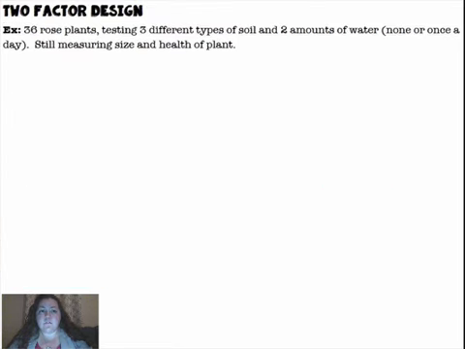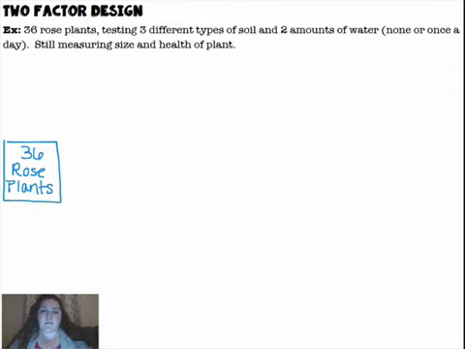Alright, a two-factor design. So, for an example of a two-factor design, we have 36 rose plants, testing 3 different types of soil and 2 amounts of water. None or once a day. So for the water, they either get water not at all or once a day. Still measuring size and health of the plant.